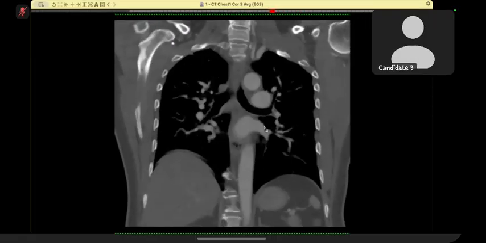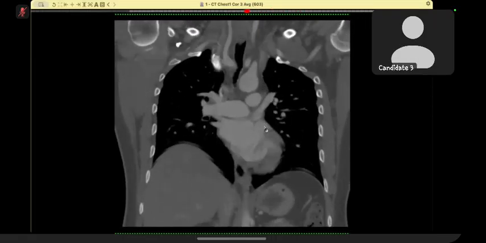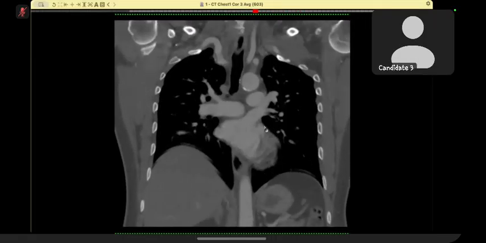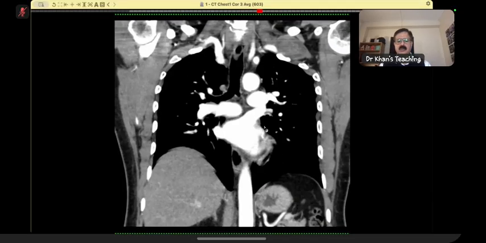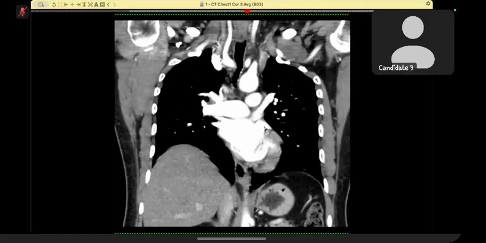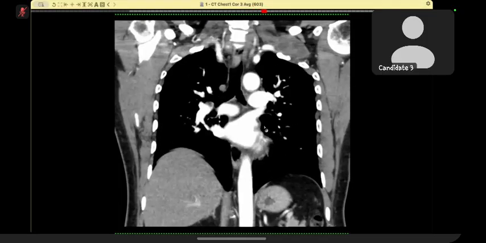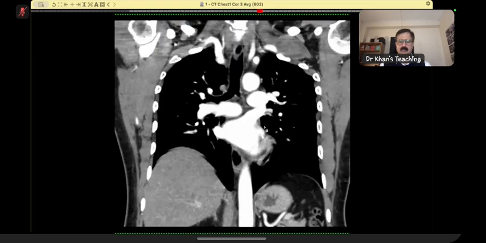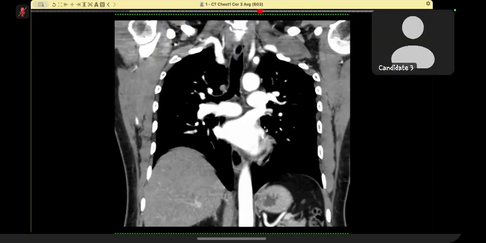There is no definite rib erosion or scalloping. There is subtle scalloping of the rib seen. Okay, subtle scalloping. So it seems an extrapulmonary lesion. It can be a schwannoma, or the other possibility is a necrotic lymph node, if any other primary is present in the head and neck or some other region.